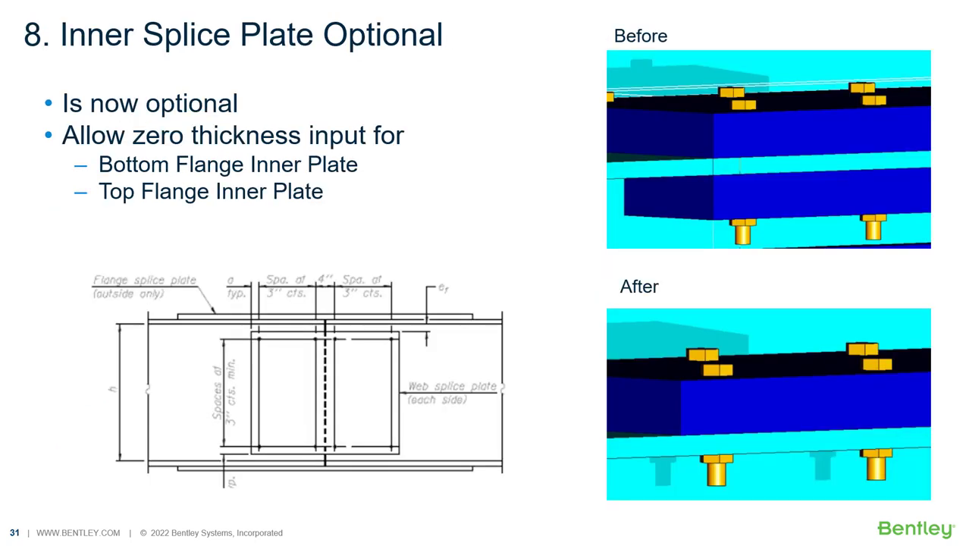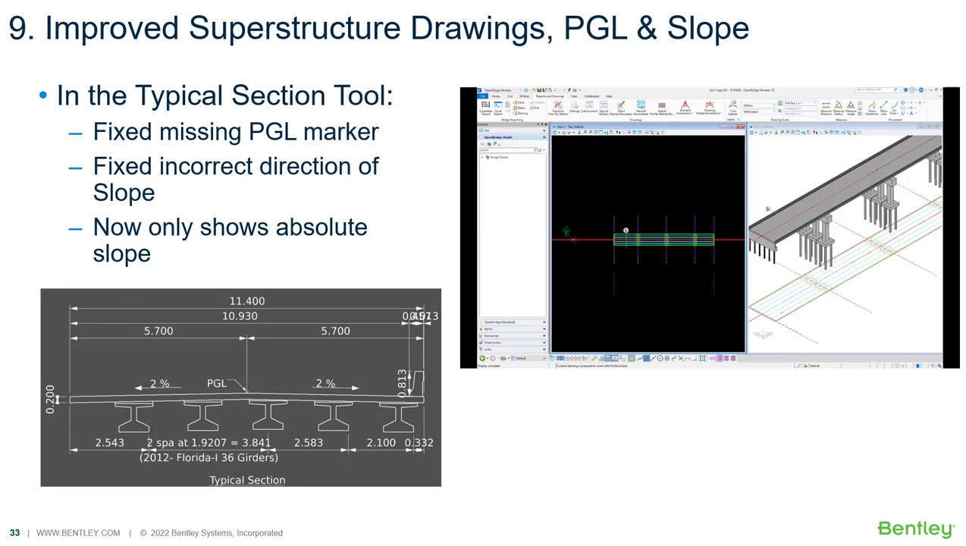The next one we have is about the splice plate. The inner plate underneath the top flange or the top plate on top of the bottom flange, we can now put the thickness as 0. So we can see here this is before. It used to be like bottom plate and top plate. Now we can put 0 thickness underneath the top flange, so there is no plate.